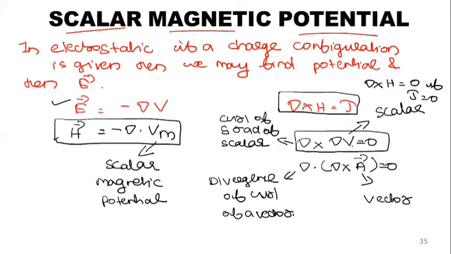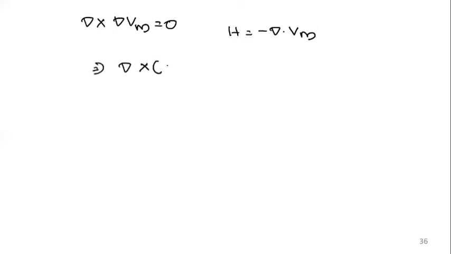So del cross del Vm is equal to 0. We already know, we have derived it in the first module. So from that we can write del cross del Vm is equal to 0 and H is equal to minus del Vm. So H is the magnetic field intensity and Vm is the scalar magnetic potential. Therefore, del cross minus H is equal to 0, right? And also we know that del cross H is equal to J. So what does that mean?